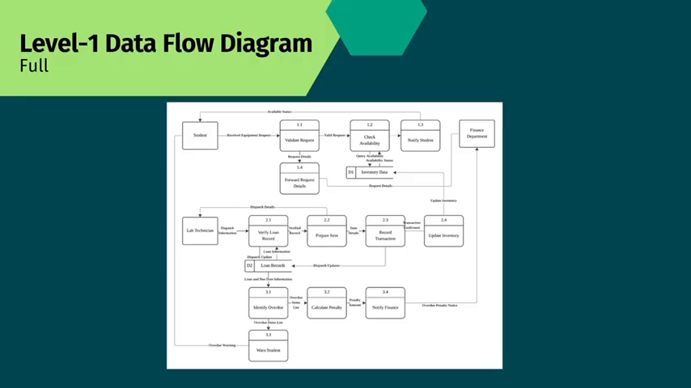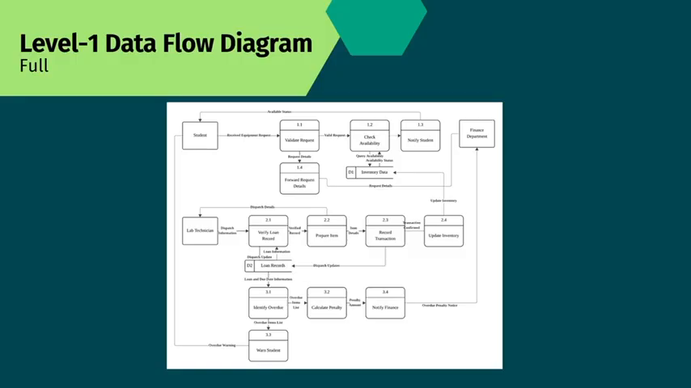For process 2.0, dispatch and return, once the technician confirms the dispatch, the system records the transaction, creating a loan record with specific due dates. It then updates the inventory master list, and the technician confirms the returns, which update the record again.